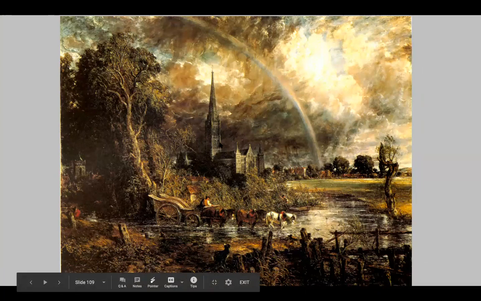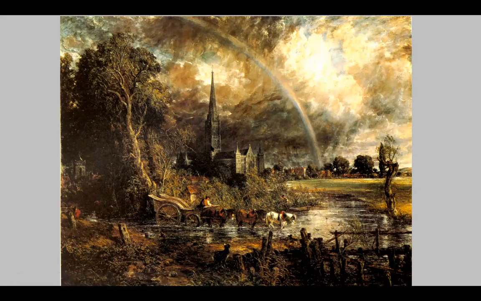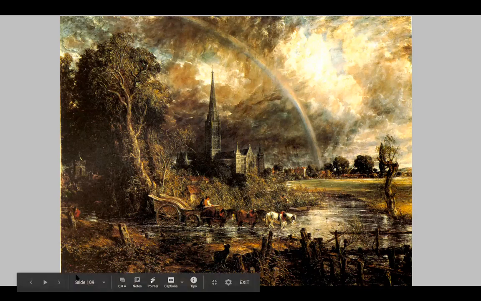So here, this is actually British Gothic, that perpendicular style we talked about yesterday. Notice how low the church is, but how tall the steeple is. And of course, better days, always better days with a rainbow.